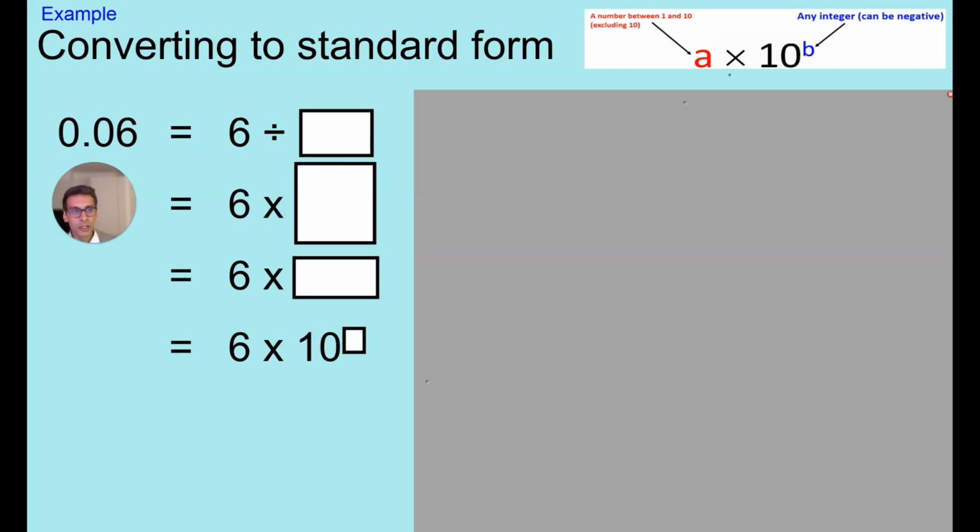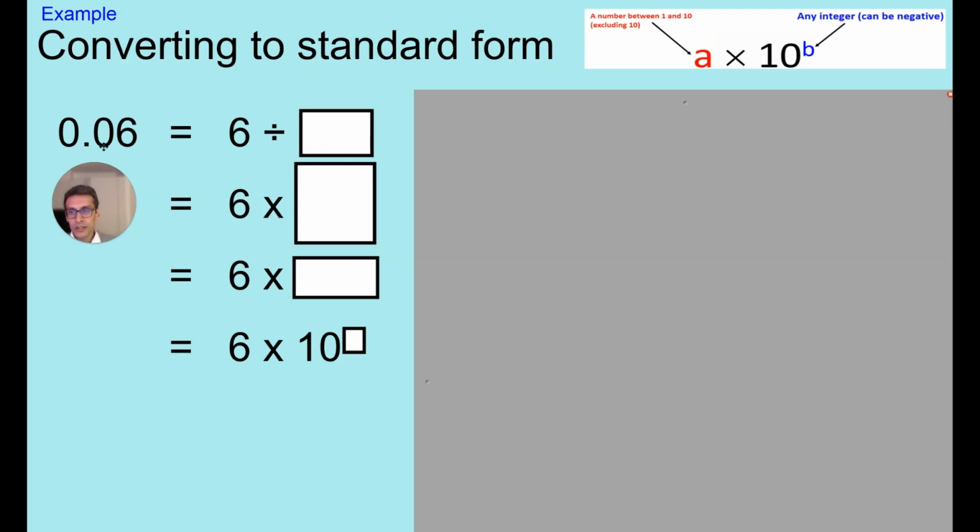Just a quick recap, you know that something has to be in standard form is if this is between 1 and 10 and you're multiplying it by 10 to the power of some integer, and an integer can be positive or negative including 0. Okay, so we're looking at 0.06. I'm going to show you two ways to do this. The second way is going to be a lot quicker, but the first way is just for understanding the reason in a bit more depth.